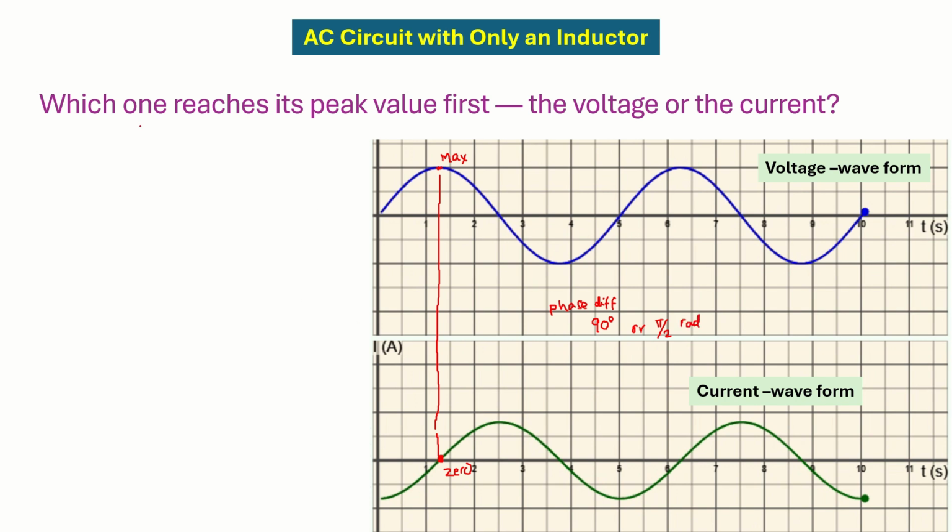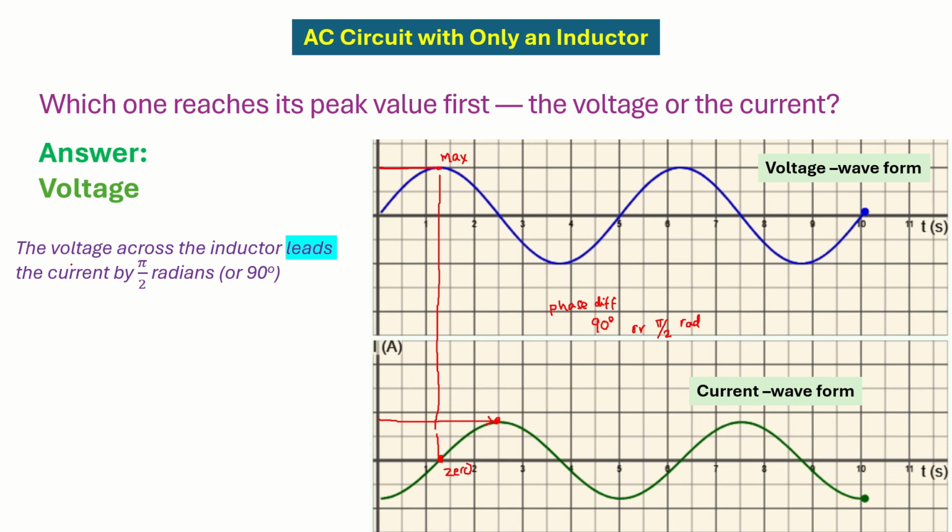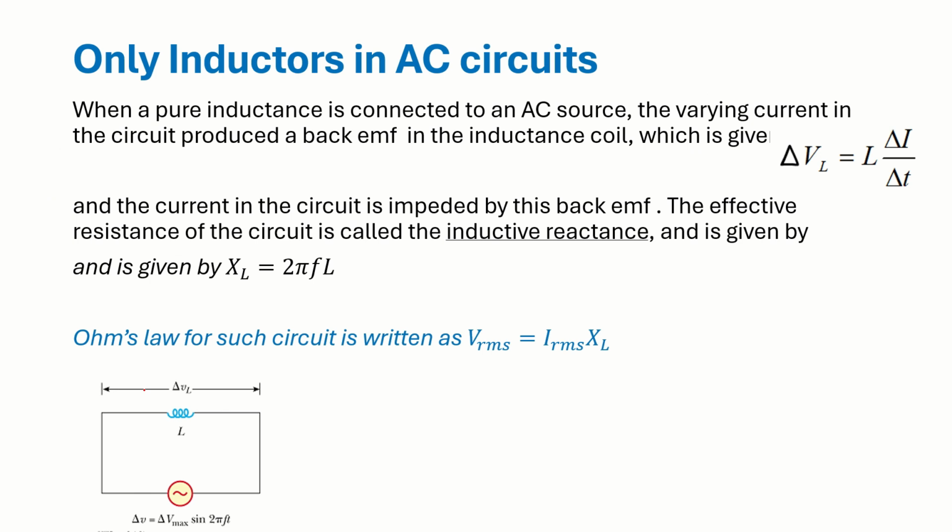Another thing, which one reaches its peak value first? Maximum value first. Look at here. So the voltage is reaching in this much time. In the same time, look at, this is the first maximum value in the positive side we are looking. So this much time it is taking. It means that here the voltage is quickly reaching the maximum value compared to the current. So you can say that the voltage is leading here by how much phase? 90 degree. So in short, you can say the voltage across the inductor leads the current by pi by 2 radians or 90 degree.